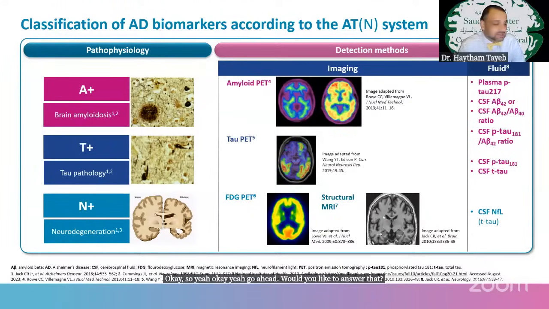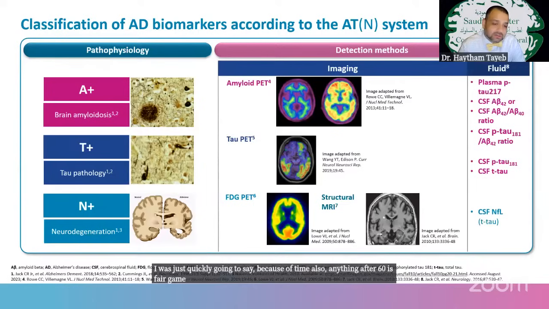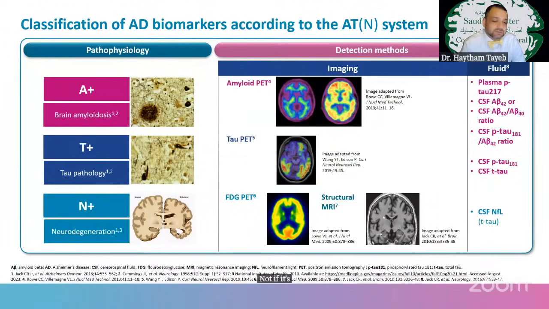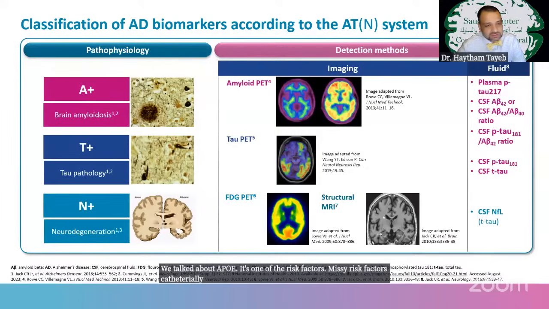Anything after 60 is fair game. There are hereditary types of the disease, the autosomal dominant forms, which usually occur at earlier ages, in the forties and fifties. But there's also ApoE, which we talked about, one of the risk factors. There are many risk factors past 60 for Alzheimer's.